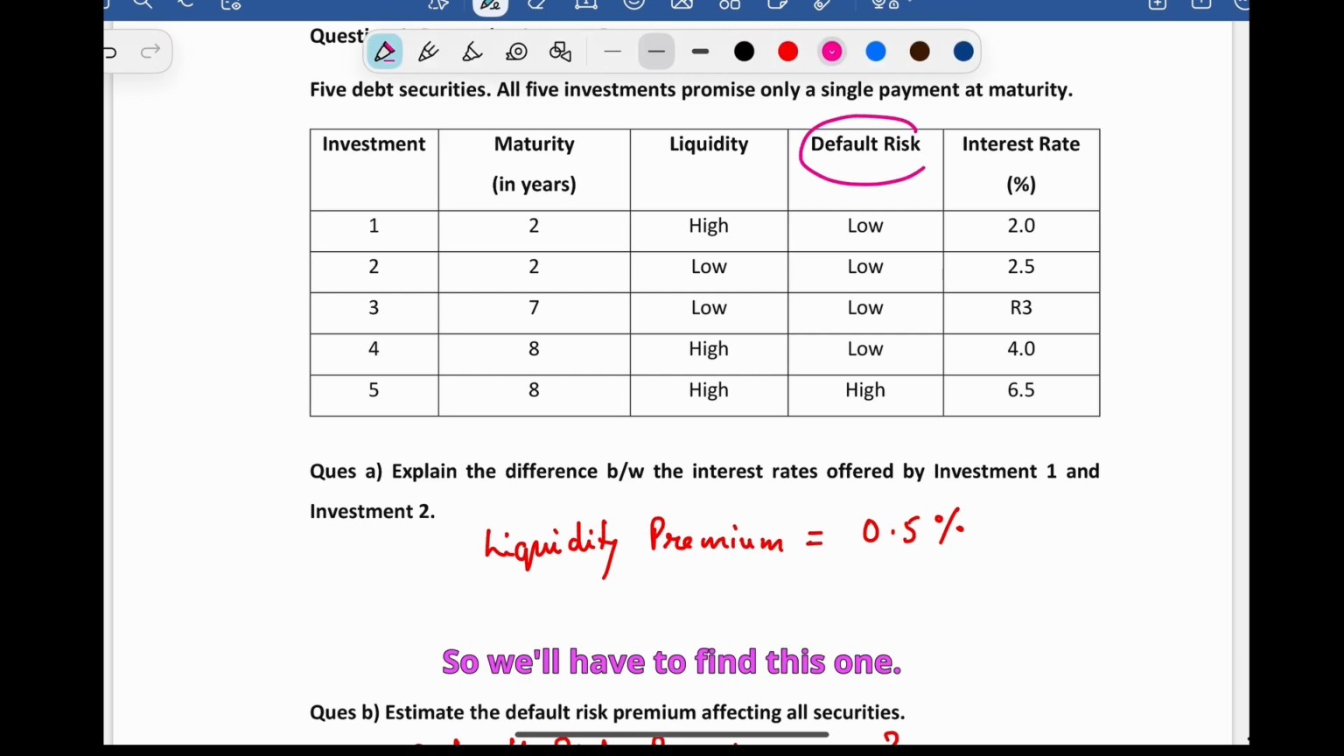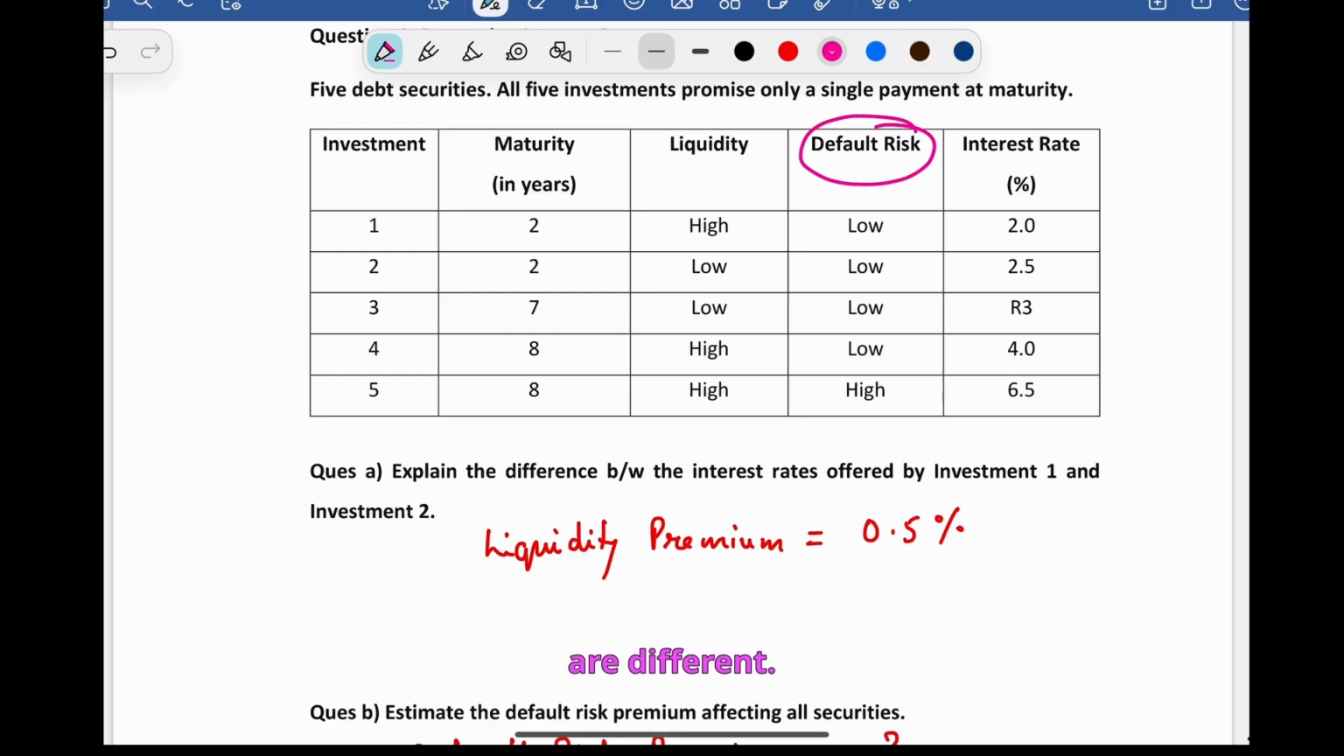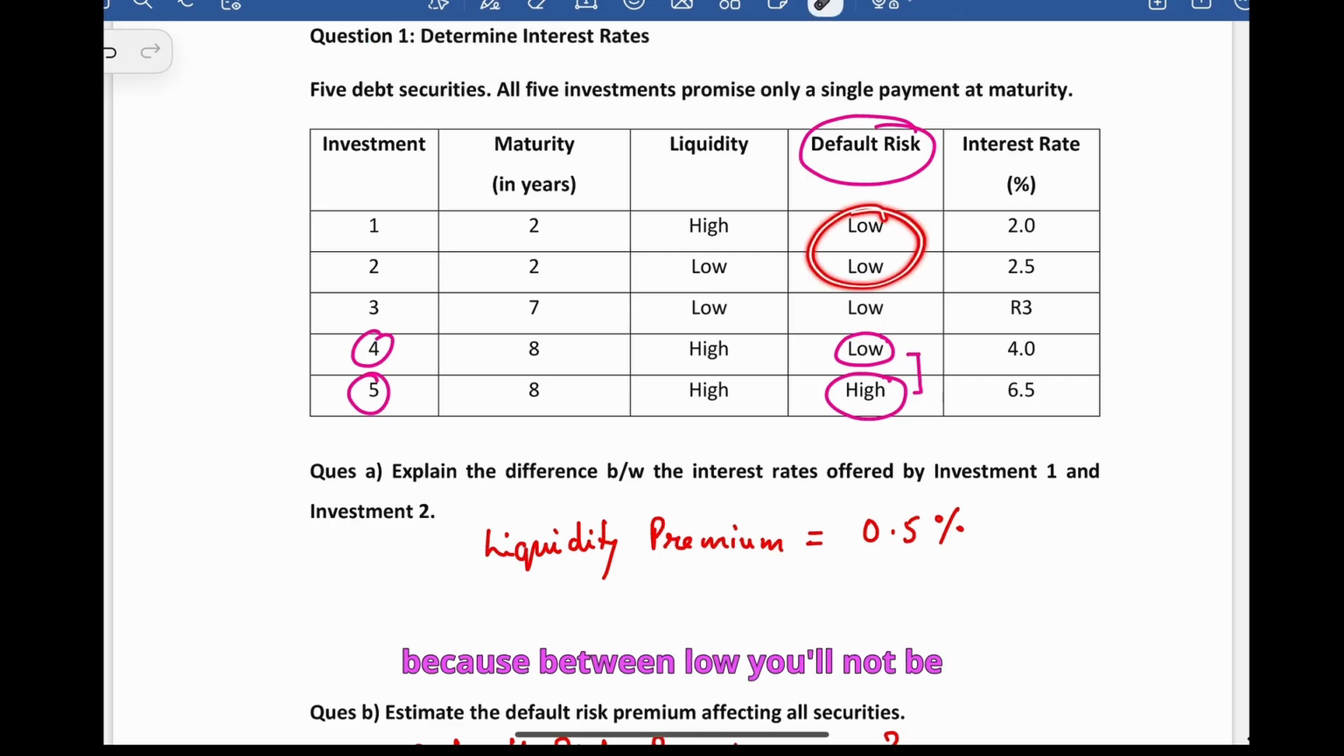So we'll have to find this one. To find this one, first we have to check those investments where the default risk premium is different. Here this is low, this is high. So through investments 4 and 5, we can try to find out the default risk premium, because between the low ones we will not be able to find out, as it will be the same, right?